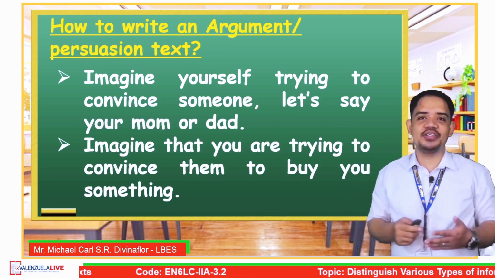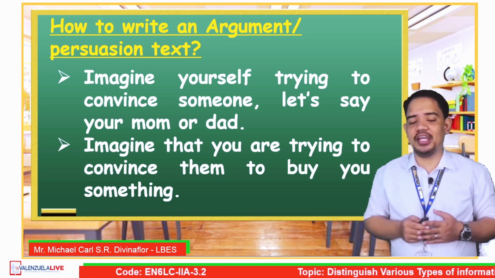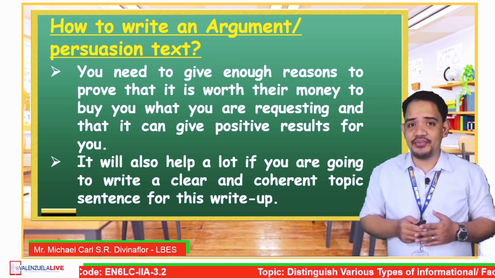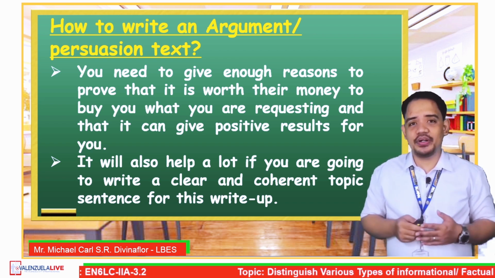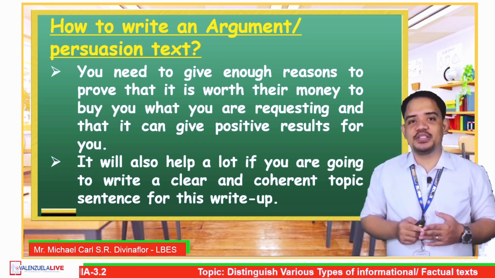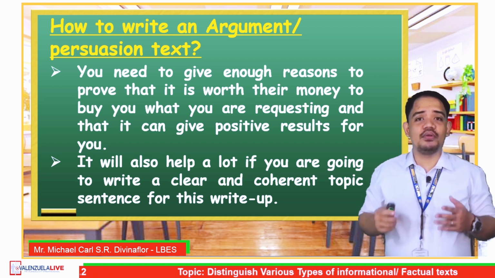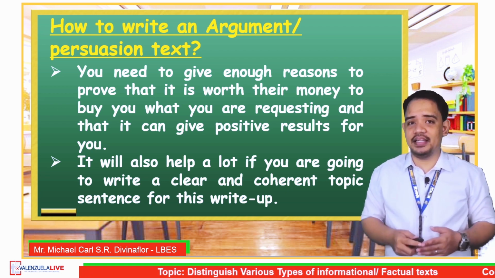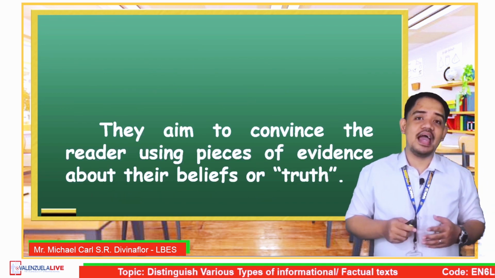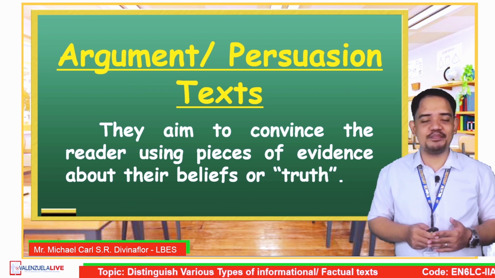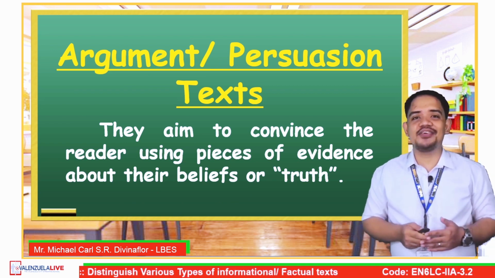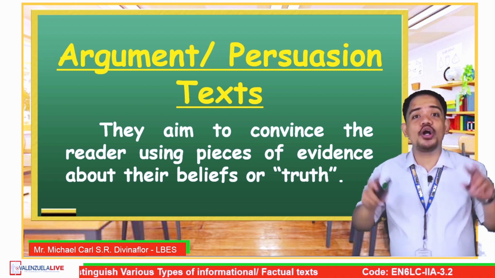Imagine that you are trying to convince them to buy you something, like a mobile phone or a chocolate. You need to give enough reasons to prove that it is worth their money to buy you what you are requesting and that it can give positive results for you. It will also help a lot if you write a clear and coherent topic sentence for this write-up. And that is the argument and persuasion text. They aim to convince the reader using pieces of evidence about beliefs or truths.